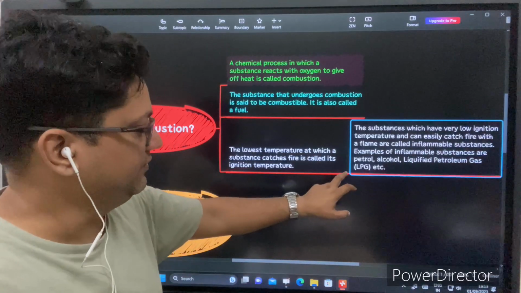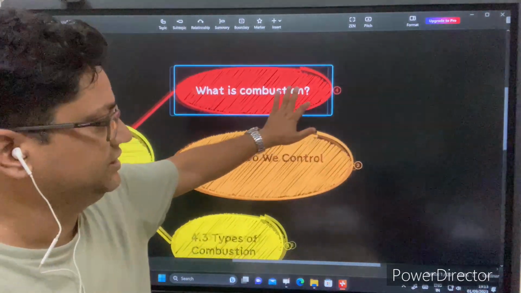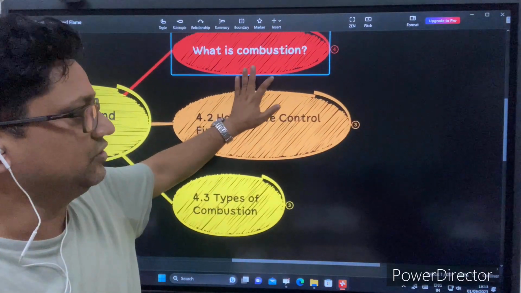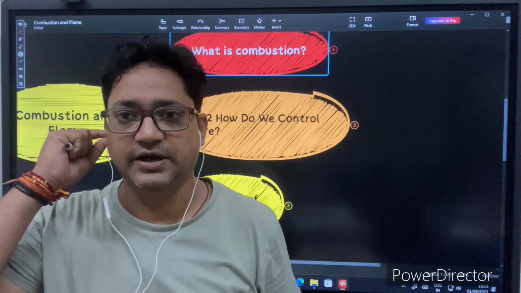When I'm discussing all these slides, you will find that when you turn the pages of NCERT, all these things have been mentioned in the NCERT only.